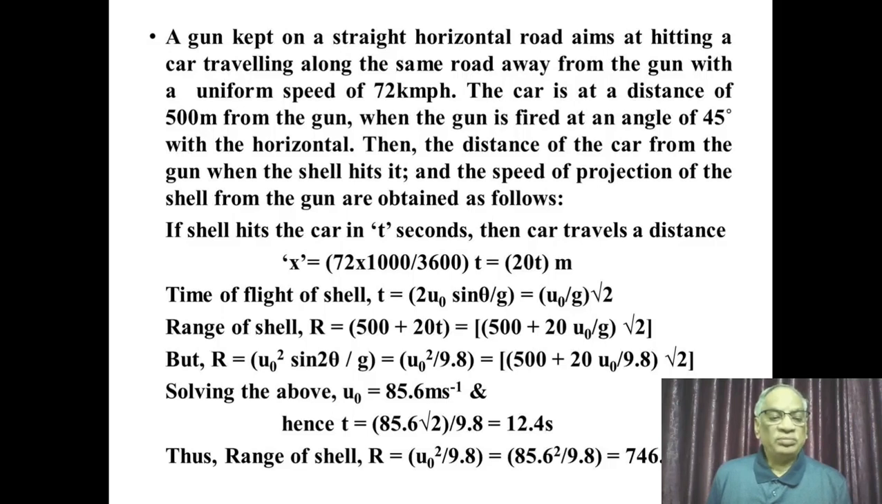But the range, because the angle of projection is 45 degrees, is the maximum range, u0 square by g, with g equal to 9.8, which is equal to 500 plus 20 u0 by 9.8 square root 2. So solving those two, you will get the velocity of projection as 84.6 meters per second. Hence, the time at which it can hit the car is 12.4 seconds. The range of the shell is obtained as u0 square by 9.8, that is 74.69 meters.